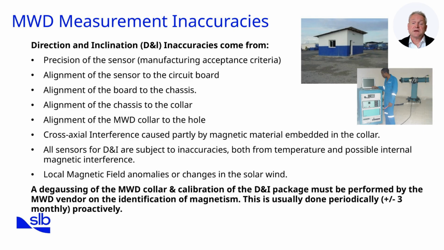To maintain measurement reliability, periodic degaussing of the collar and recalibration of the direction and inclination package are necessary, usually performed every 3 months. Even with these precautions, inaccuracies can persist, so engineers must interpret MWD data with caution. Understanding the limitations of these measurements is critical to anti-collision planning, as underestimated errors in survey data could cause well paths to be plotted incorrectly, leading to unsafe assumptions about well spacing.